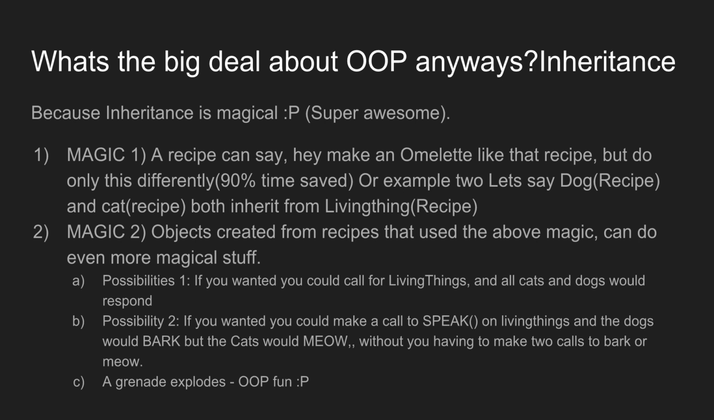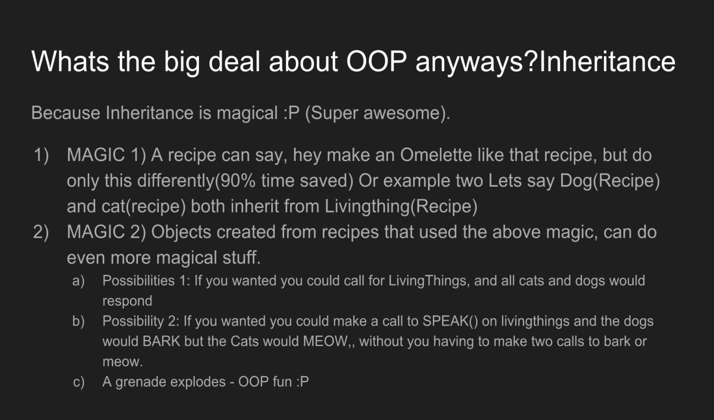and a really interesting thing, again, a lot of people don't realize they can do it this way, is that objects created from recipes that inherit from other recipes can do some really powerful things. Number one, let's say you wanted to make a method call to living things, okay? And that list actually can contain cats and dogs, because obviously cats and dogs are living things. That's why we say inheritance is an is-a relationship. A cat is a living thing.